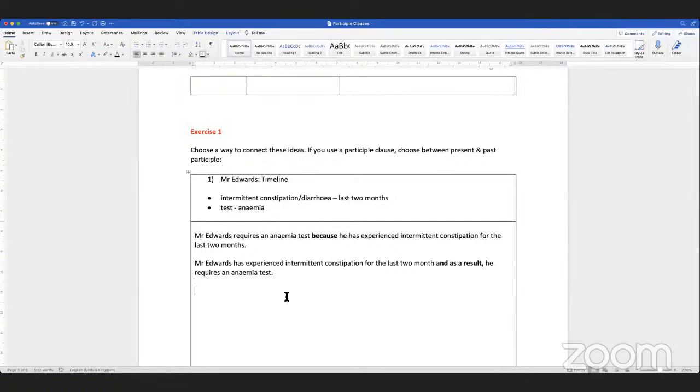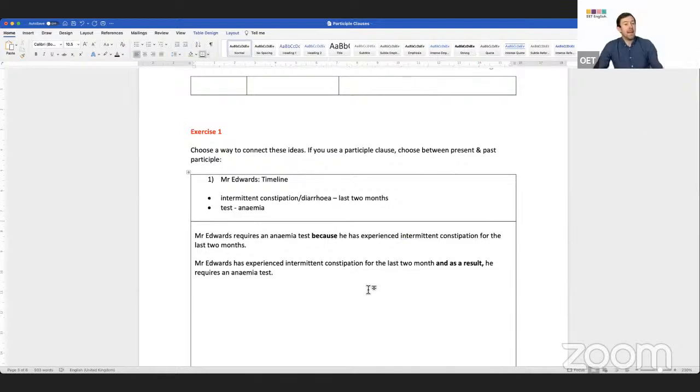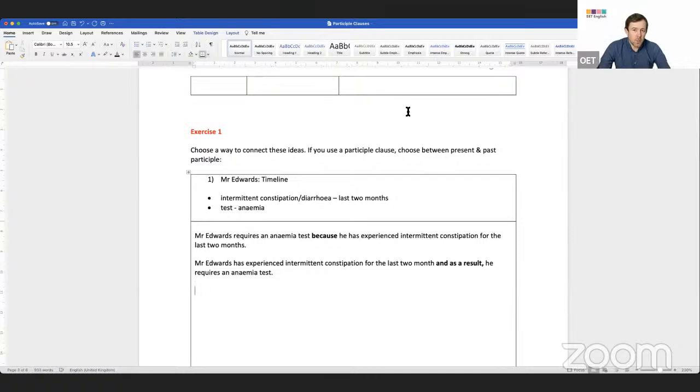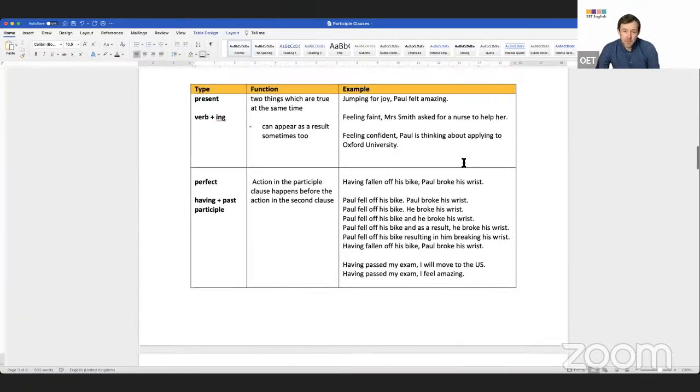Constipation, because it's a symptom. It's the symptom, and the test, we need to do the test to find out, is there an underlying problem? Okay, good. So we're trying to say one happened before the other. Which participle clause would we use?